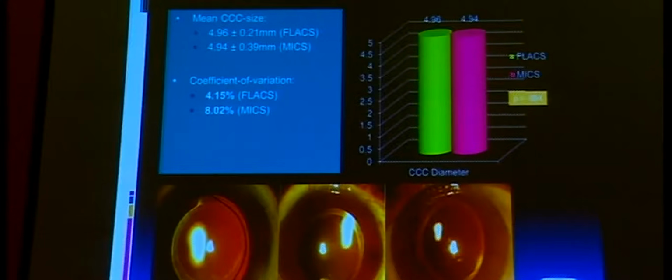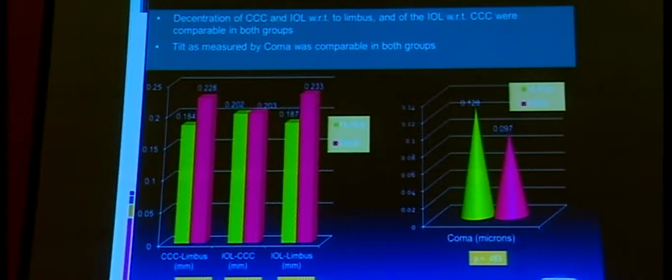So what we found was fairly interesting, that the achieved and predicted ELP was comparable in the Femto and MICS group. There was no significant difference. Even the mean size of the Rexis was almost the same, 4.96 versus 4.94. However, there's a greater variation. The coefficient of variance was greater in the MICS versus the Femto group. Decentration with respect to the limbus and the IOL with respect to CCC were comparable in both groups, and tilt was also comparable in the two groups.